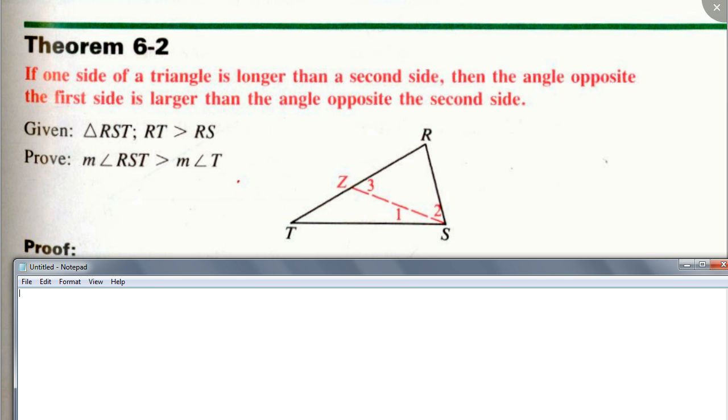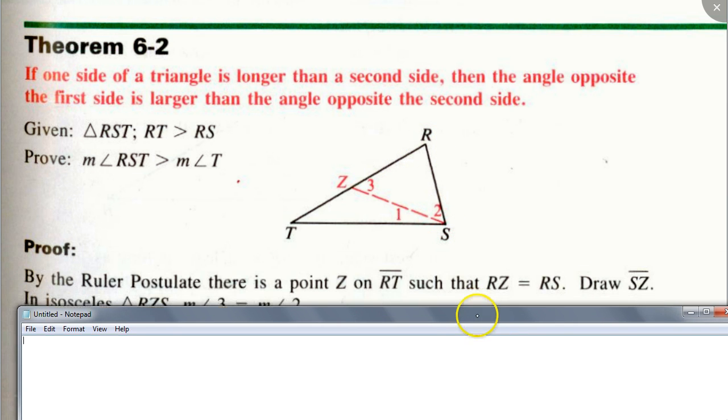Samantha, how would you draw it? So that Z is the midpoint of the hypotenuse? Oh no, so that RZ is congruent to RS. Exactly. If I want to make sure that angle 2 and 3 are congruent, isn't there a point on RT such that RZ is the same length as RS? Is it a midpoint? Is it a right triangle? No, it's not right. We just have to make sure that RZ is the same length as RS, right? Yeah. So by the ruler postulate, that's what we have.